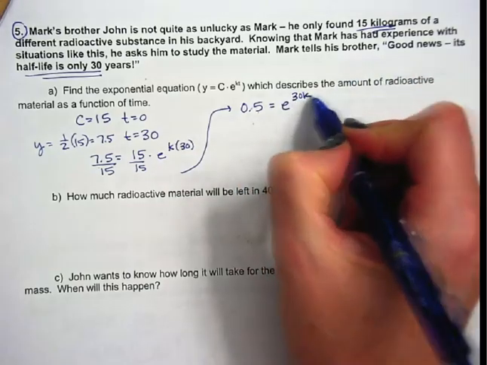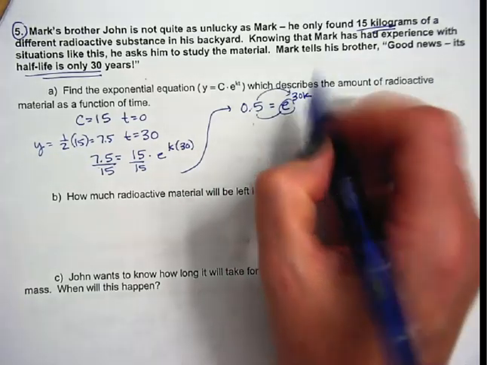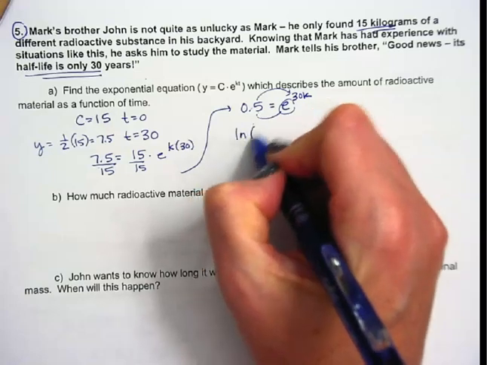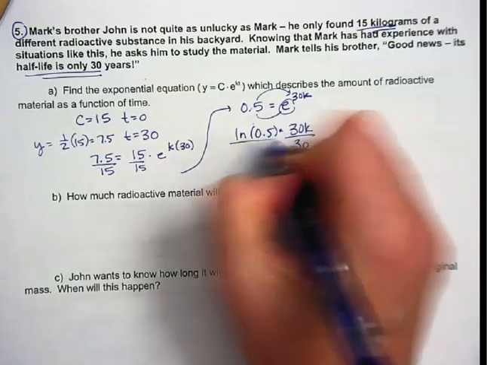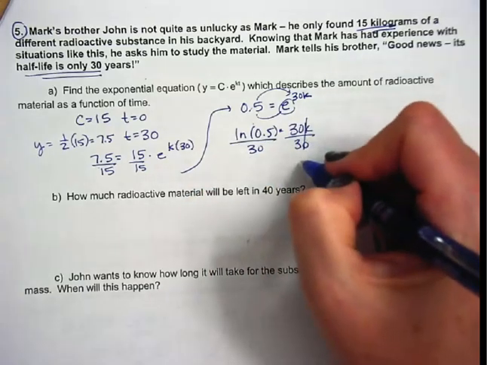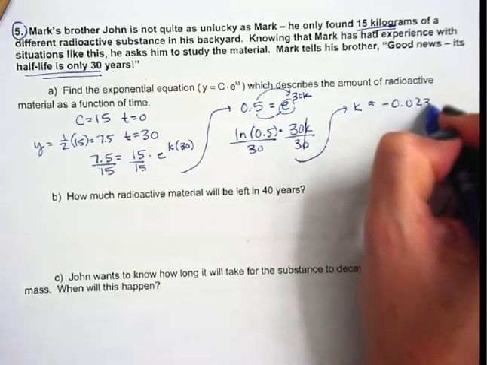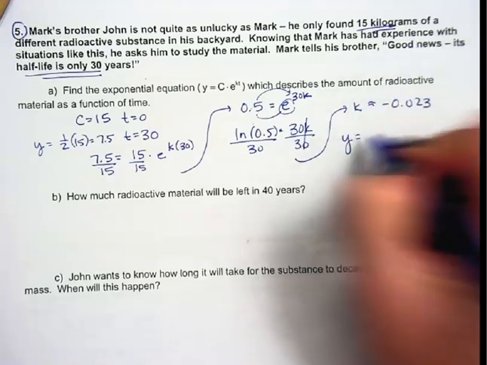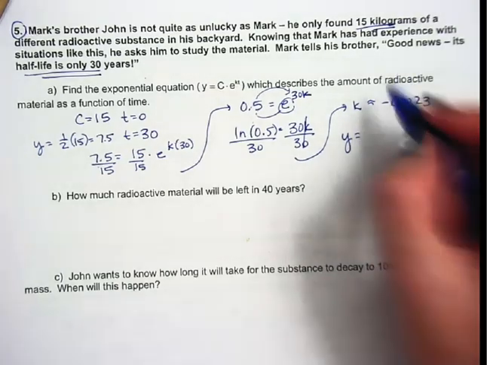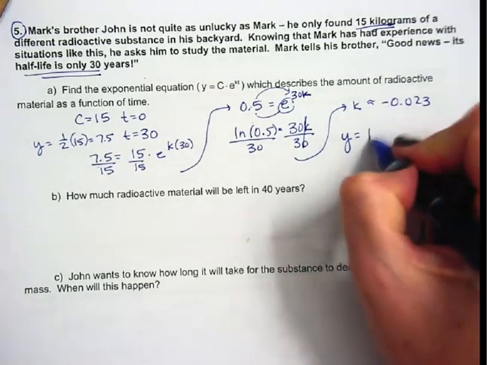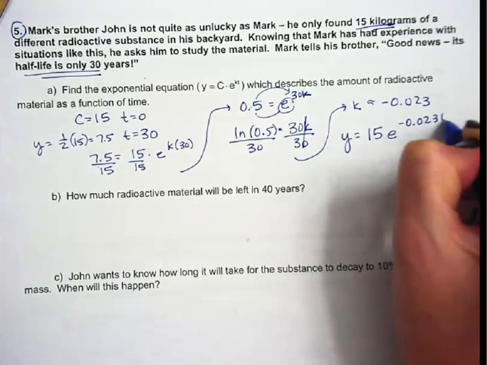I rewrite this as log. So log base e of 0.5 is equal to 30k. In other words, log base e, or natural log, of 0.5 equals 30k. Divide both sides by 30. And k is approximately negative 0.023. So plugging this back into my equation, I'm going to be changing y and t back to general variables here. C and k are constants. So y equals 15 times e to the negative 0.023 t.